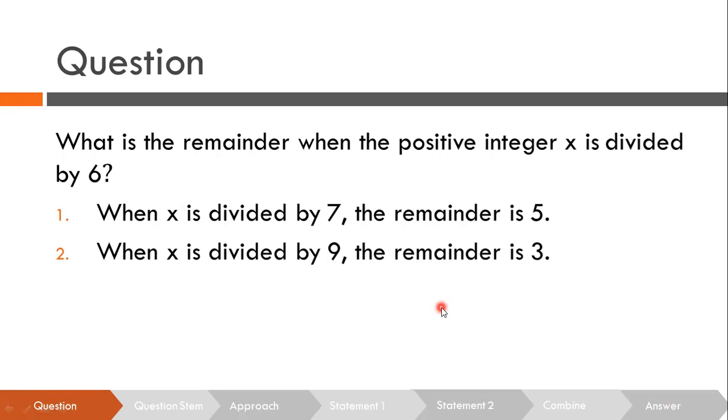So right now we are totally blank. We don't know what that required number is, what is the remainder when the positive integer is divided by 6. Only the divisor is given, not the dividend, not the quotient, nothing is given. But these two statements are helping us.